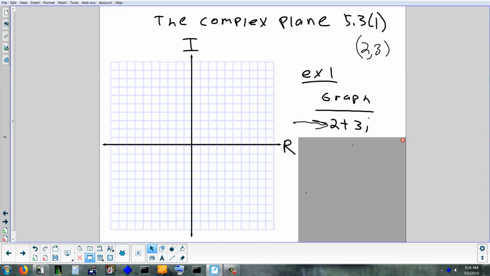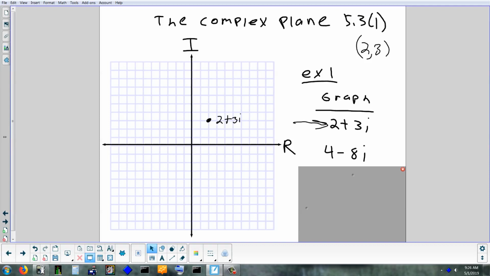What's my imaginary part? 3. Real part 2, imaginary part 3. That means I go right 2 on the real axis, up 3, and that's it. That's how you graph the point 2 plus 3i. Any question on that? Okay, let's try this one.